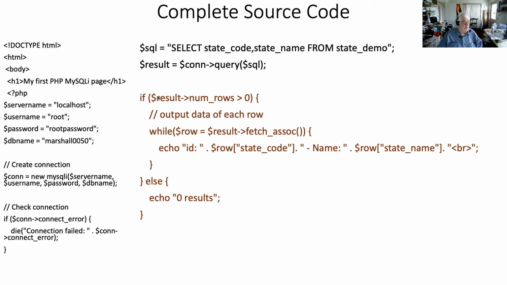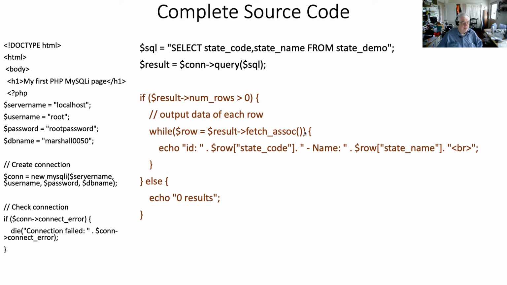And if result number of rows is greater than 0, then I'm a happy camper and things worked. So I'm going to come down here with this comment of output each data. And now I'm going to have a while statement. And the while statement is because I'm getting one row each time with this result fetch associated. So when I hit it the first time, I'm fetching the first row, and I know there's going to be at least one because I checked to make sure that there was at least one.